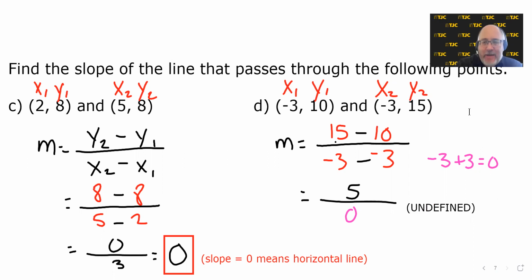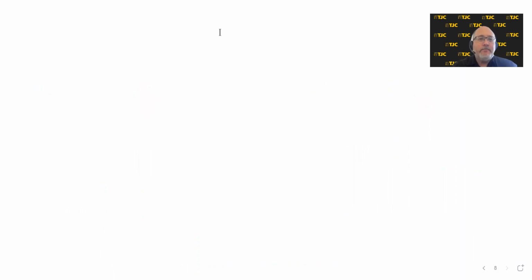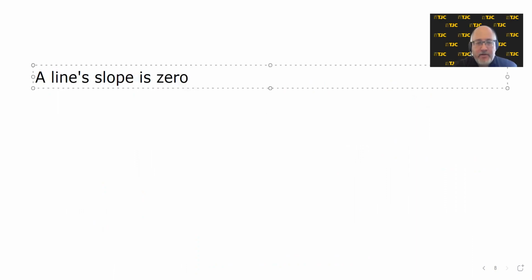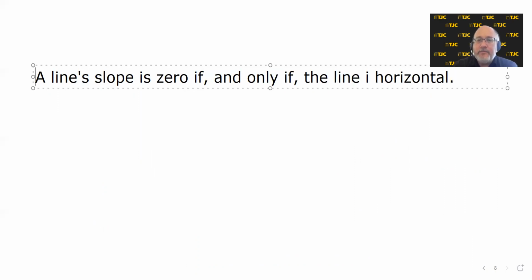Let's summarize what just happened here in terms of slope being 0 and slope undefined. A line's slope is 0 if and only if the line is horizontal. Let me bump up the font size. Where'd my cursor go? There it is. So a line's slope is 0 if and only if the line is horizontal, which means if the slope is 0, then the line is horizontal. And if the line is horizontal, then the slope is 0.